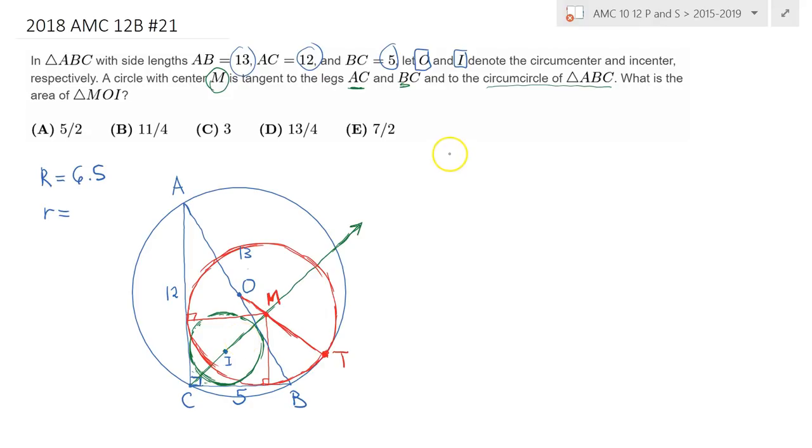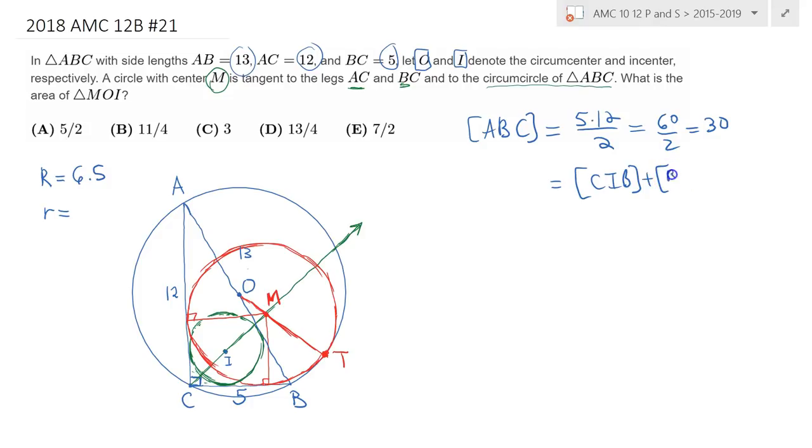We can easily do that by calculating the area of our triangle ABC in two different ways. Well, we can focus our attention on the legs AC and BC of this triangle, and one way to calculate it would be as such. So that would give us 60 over 2, which is, I believe, 30. An alternative way to calculate the area of this triangle ABC is to split it into three parts, into CIB, three triangles, right? BIA, and then AIC.